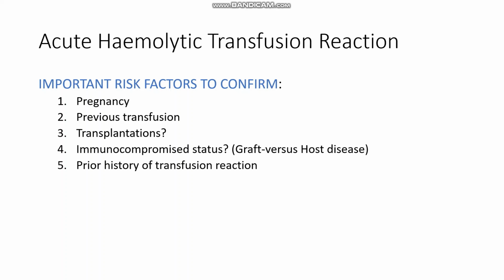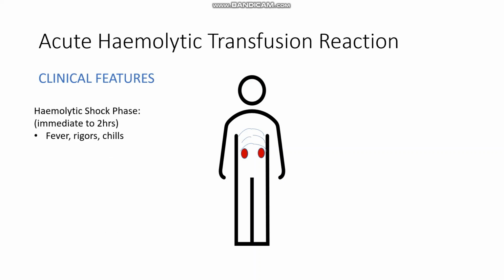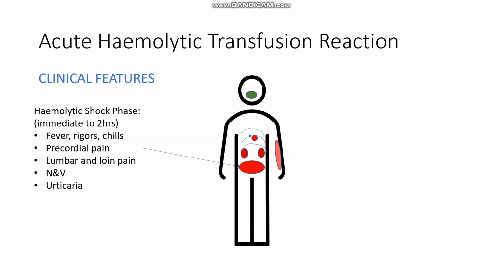Going on to the clinical features, the first phase is the hemolytic shock phase, which often features with fevers, rigors, chills, precordial pain, lumbar and loin pain, nausea and vomiting, urticaria, shortness of breath, headache, hemoglobinuria, and hypotension.